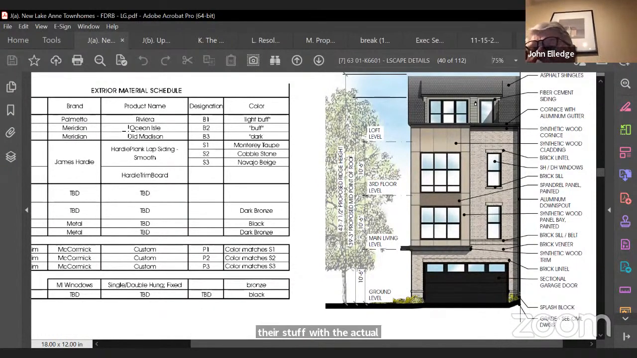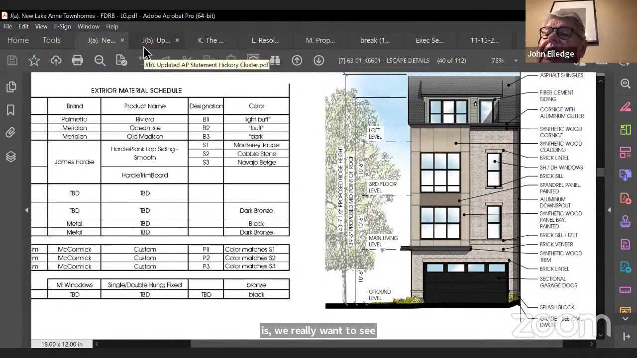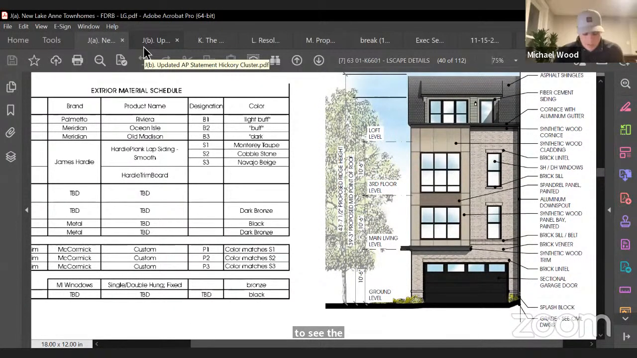Go ahead, John. I guess what we're saying is we really want to see the framing of the window minimized. Double hungs don't do that, but the elevations themselves look really great, and we'd like to see the profiles of the framing be pretty simple. Gotcha. Does anyone else have any other comments, thoughts?